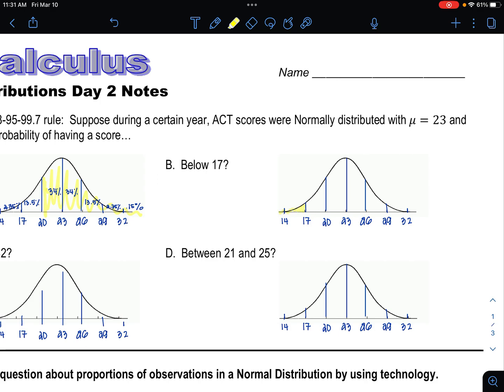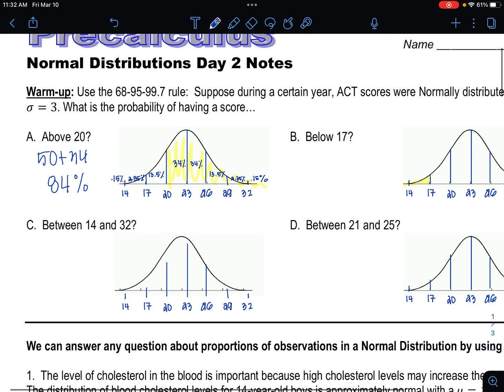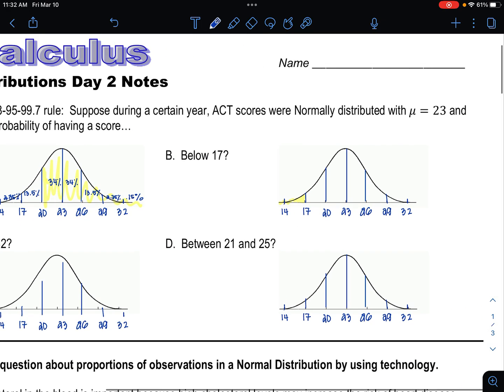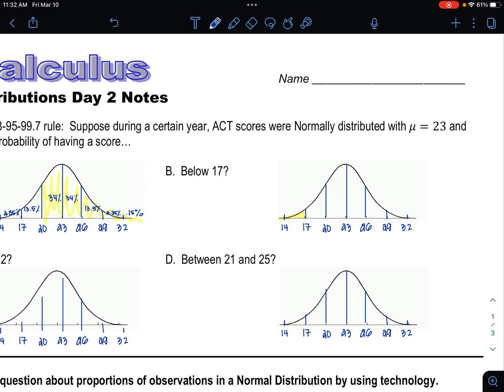Okay, below 17, that's this and this. So that's 2.35 and 0.15. That's these two right here. So that is 2.5%.